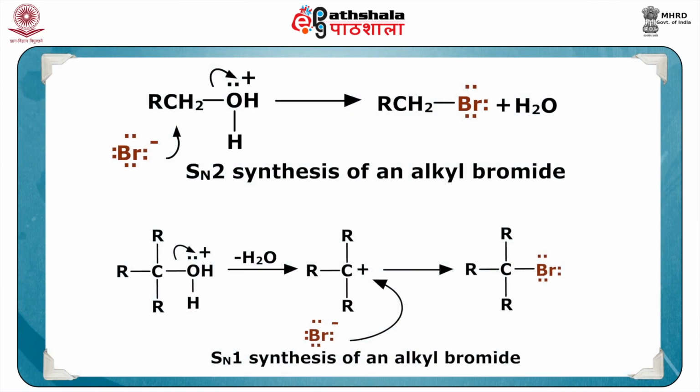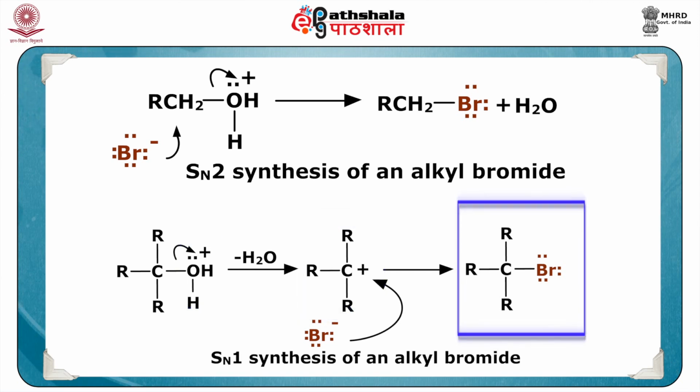An SN2 reaction occurs with a primary or secondary substrate. This you have already studied, and you can recall that it is because the Br minus nucleophile easily displaces the H3O plus group. An SN1 reaction occurs with a predominantly tertiary substrate. First the H3O plus group will leave to form the carbocation, and then the carbocation will react with the Br minus as the nucleophile in the SN1 reaction, as you can see in these equations.